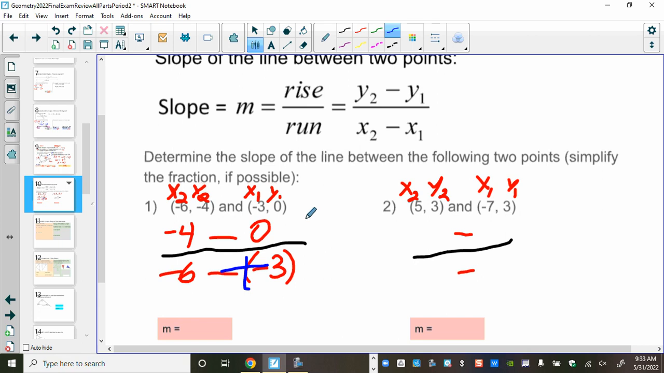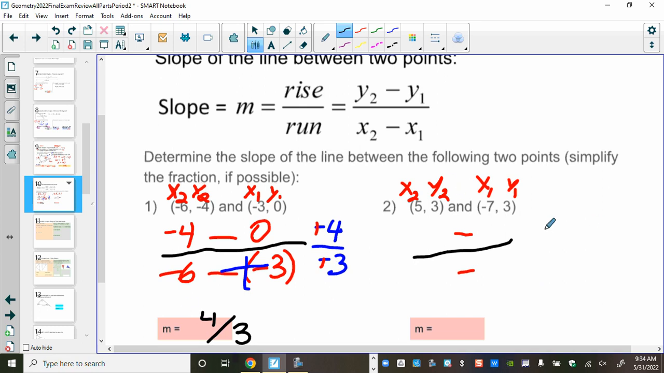And then just take care of your tops, take care of your bottoms. Negative 4 minus 0 is negative 4. Negative 6 plus 3, negative 3. What happens when you divide two negatives? Yup. So this first one's going to be 4 over 3. And you can't leave it as negative 4 divided by negative 3. You have to make it 4 over 3.